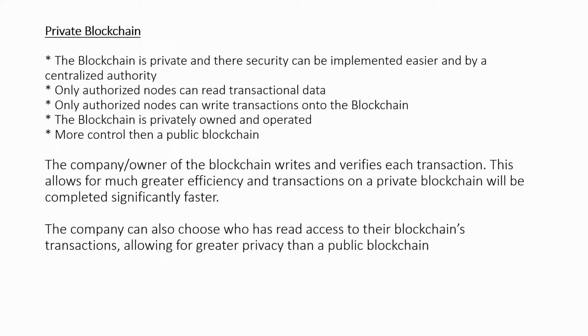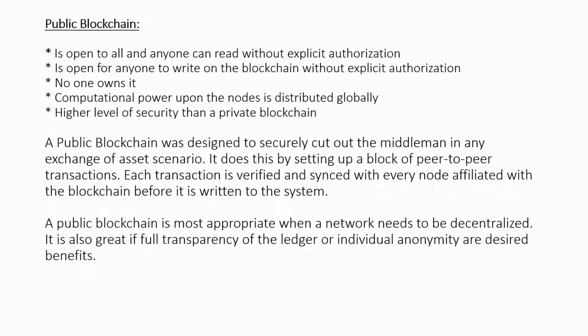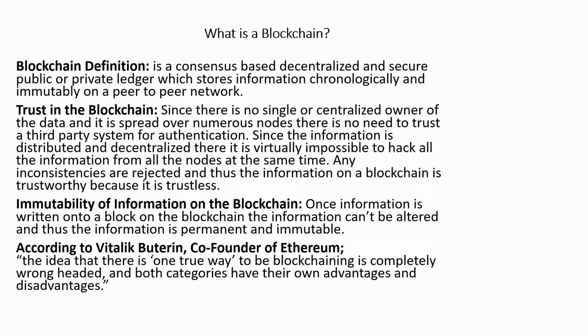Now, the company owner of the blockchain writes and verifies each transaction. This allows for much greater efficiency, and transactions on a private blockchain will be completed significantly faster. The company can also choose who can read and access their blockchain's transactions, allowing for greater privacy than a public blockchain. As we can see, there are different uses for private and public blockchains. But either way, no matter which is more beneficial for a company or for a certain situation, we know that the blockchain is permanent, it's immutable, and it's trustless. Therefore, we can trust in it.